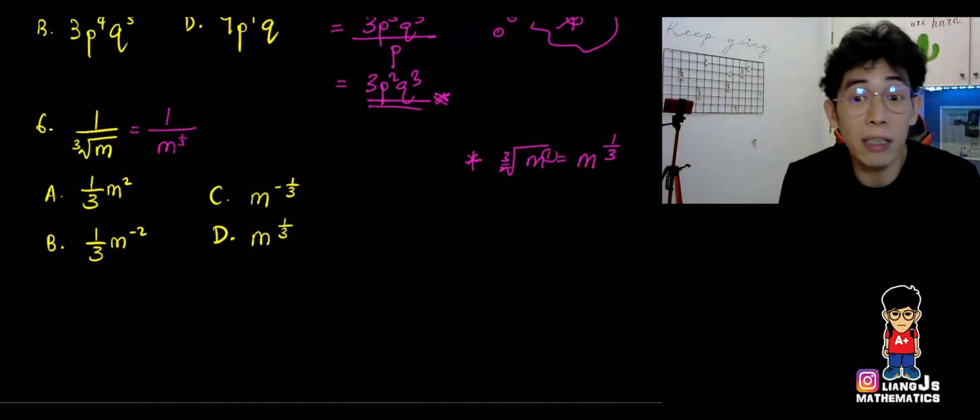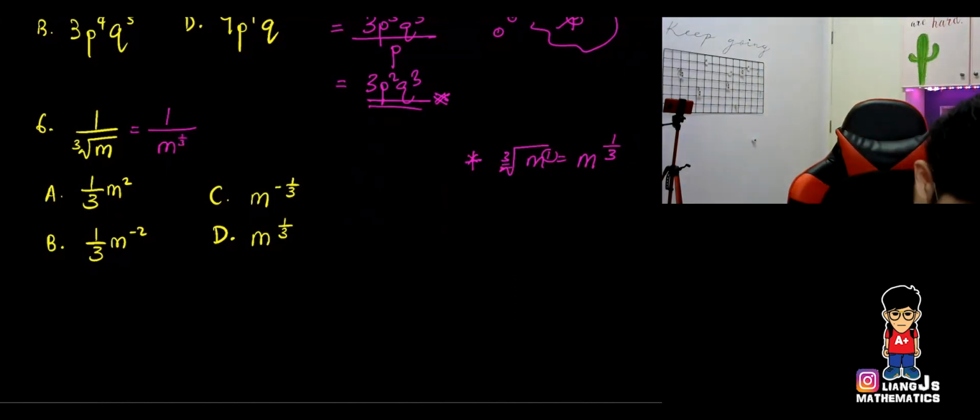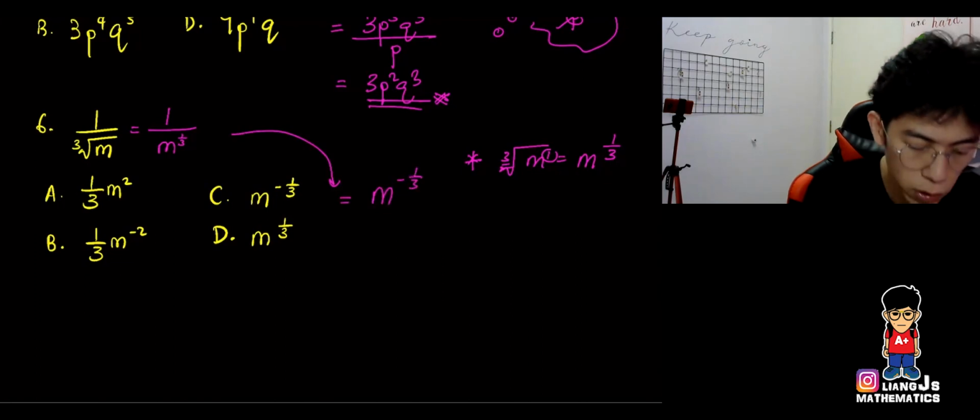But I say I don't like it, so I kick it to the top. So when I kick it to the top, what do I get? I put it over here. So it equals to m power negative 1 over 3. See.